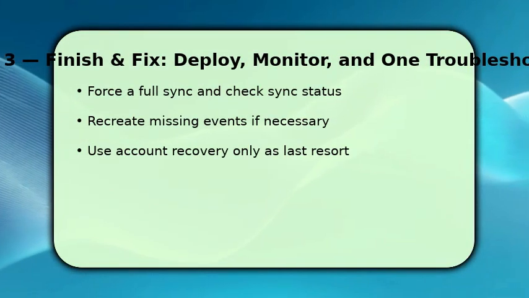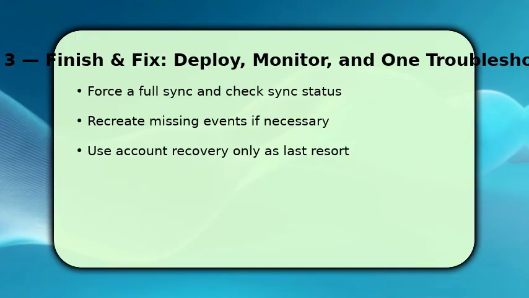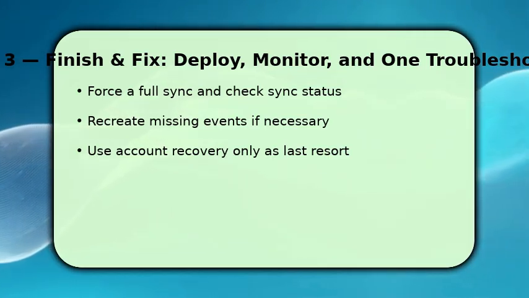To finish, force a full sync. On mobile, tap Sync Now. On desktop, refresh and check sync status in Settings. If events remain missing, recreate a single test event to confirm write and read access. Then inspect connected apps that might delete or hide events. If the issue persists, temporarily disable third-party calendar integrations and retry.